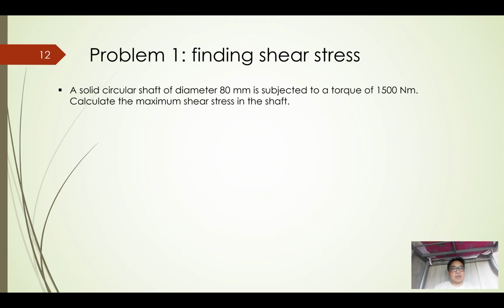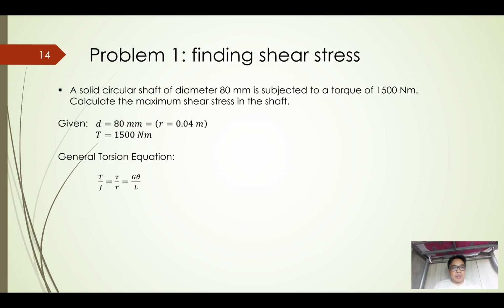Now we will discuss a problem on finding shear stress. Problem 1 states that a solid circular shaft of diameter 80 mm is subjected to a torque of 1,500 Newton meter. Calculate the maximum shear stress in the shaft. We have the given D equal to 80 mm, but the equation requires the radius in meters. So the diameter of 80 millimeter gives a radius of 0.04 meter, and the torque is 1,500 Newton meter.